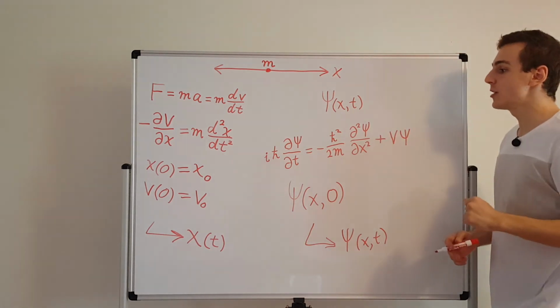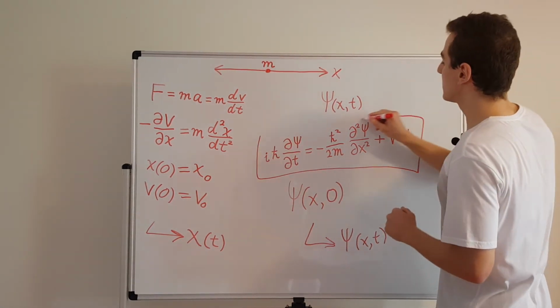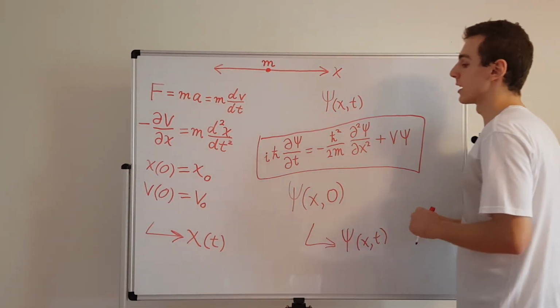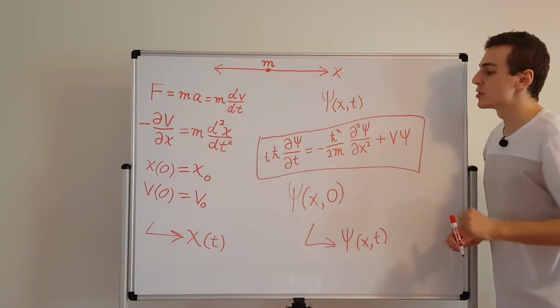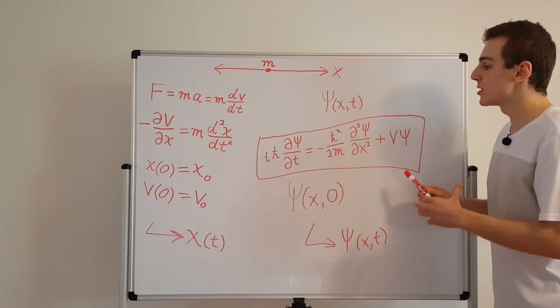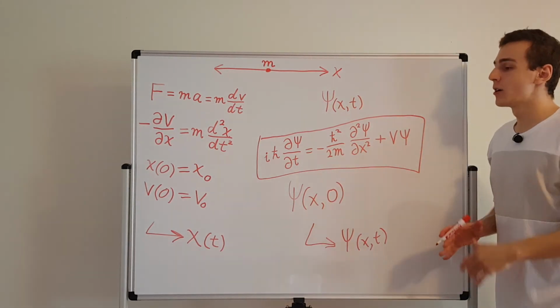And the next few videos in this series are going to be about this equation. And this equation is the Schrödinger equation. It's a very important equation in quantum mechanics. And we're going to be doing a lot to try and solve this equation and to try and understand what it's actually telling us. So a little recap of this video.